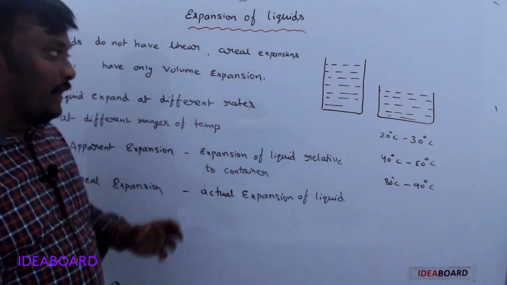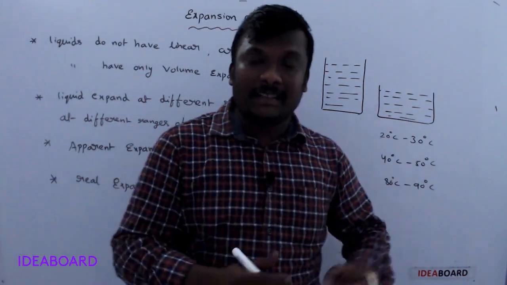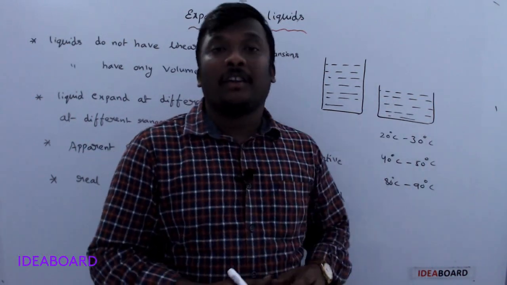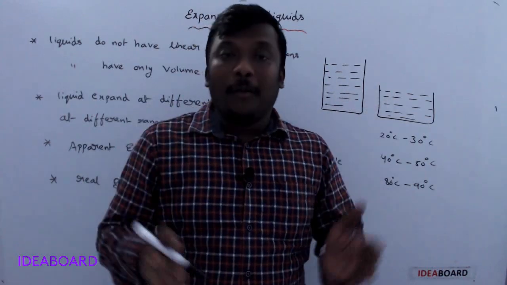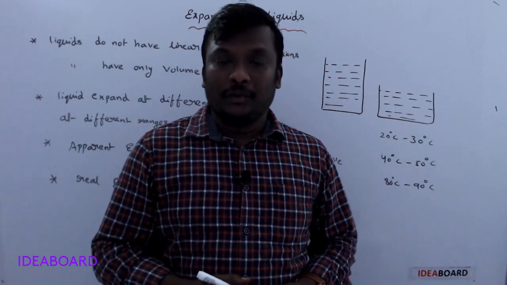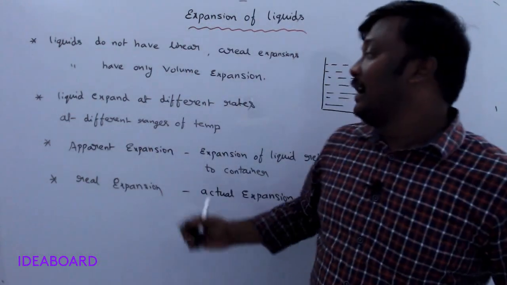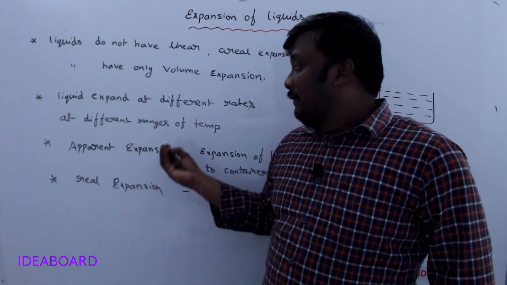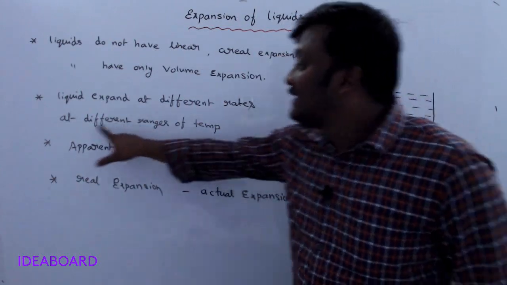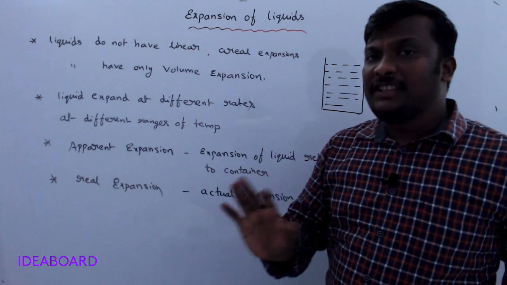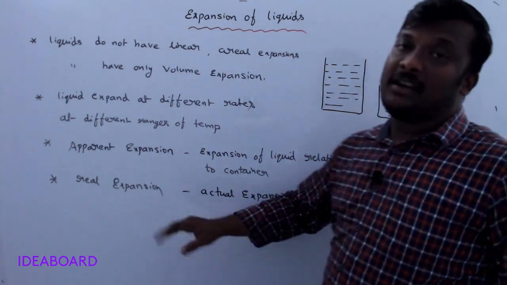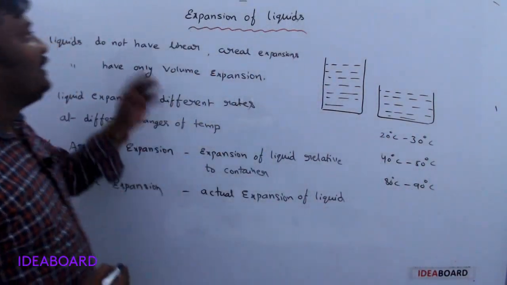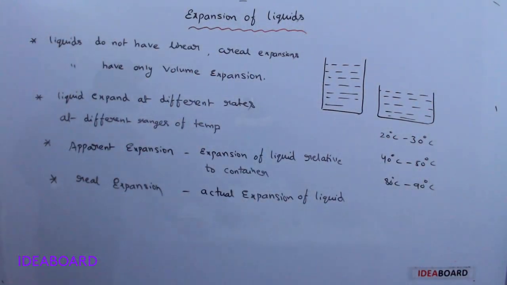Understand now? Suppose you take some milk in a vessel and heat it; generally we see only the expansion of milk. We don't see how much expansion of the vessel there is. So what we observe is called apparent expansion. If you consider the vessel expansion also, then you get the real expansion. If you consider only the actual expansion of liquid, then it is called real expansion. Understand? So this is about the expansions of liquid.